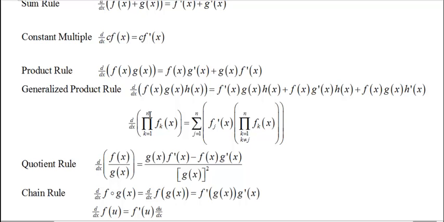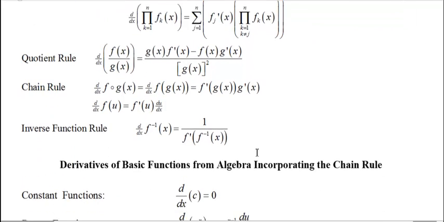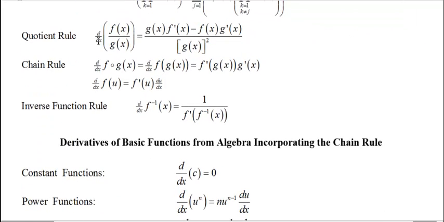Or if you had three or more functions multiplied together, to find the derivative of that product, it's the derivative of the first factor times the others, plus the derivative of the second times the others, plus the derivative of the third times the others, and so forth until you run out of factors. This is a formal notation for that sum. The quotient rule says the derivative of f of x over g of x is g times f prime of x minus f times g prime of x, over g of x squared.